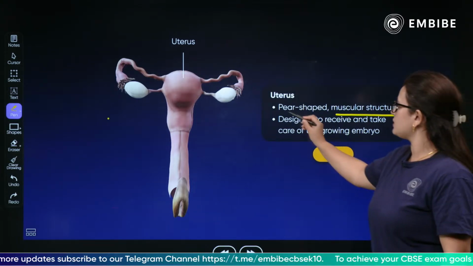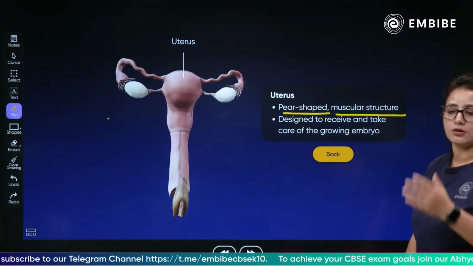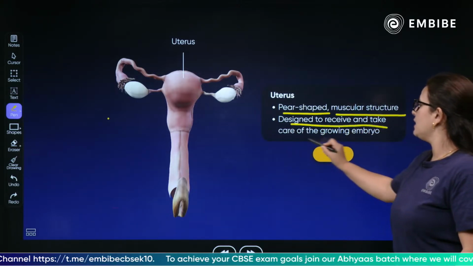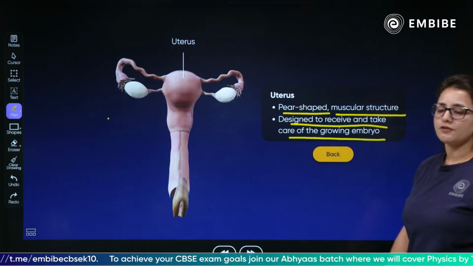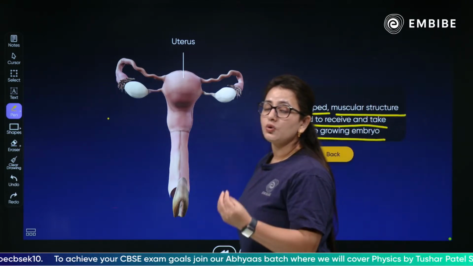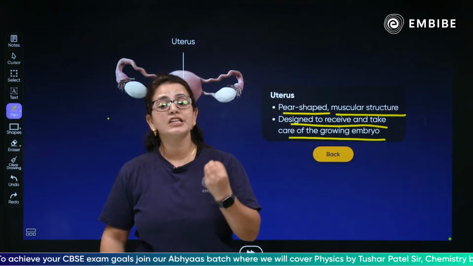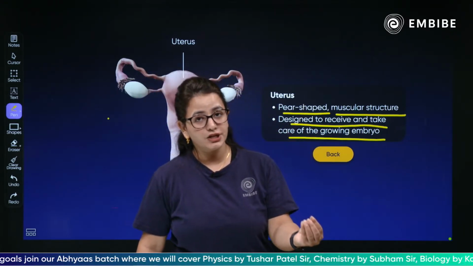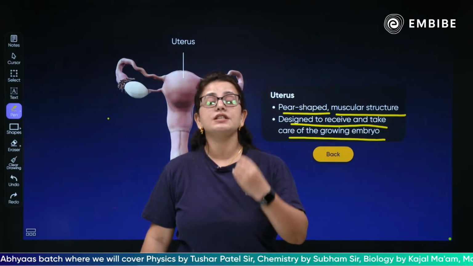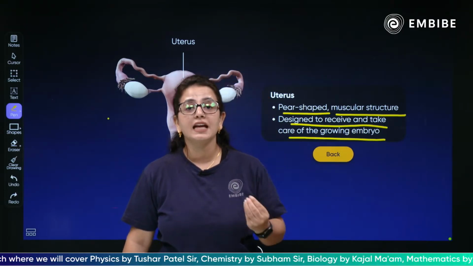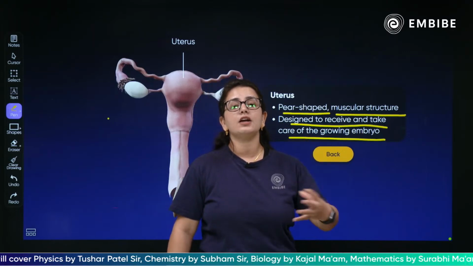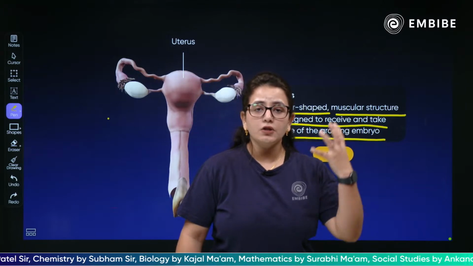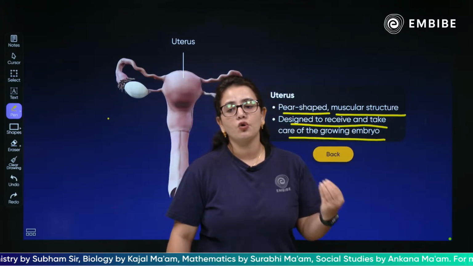It is of course pear-shaped, and it is designed to receive and take care of the growing embryo. The reason the uterus is muscular and easily stretchable is that implantation takes place in the uterus after fertilization, and the uterus is solely responsible for taking care of the growing embryo, assisting it with all the necessary things for good growth and development.